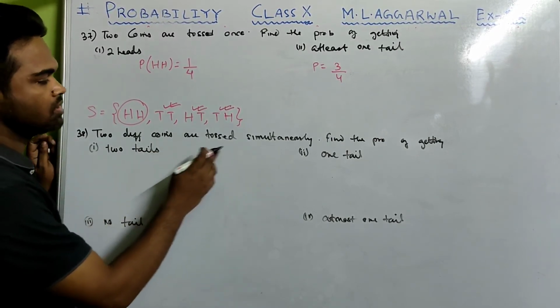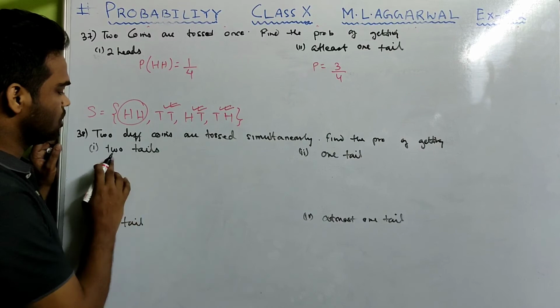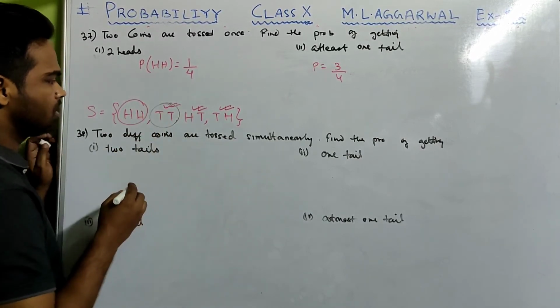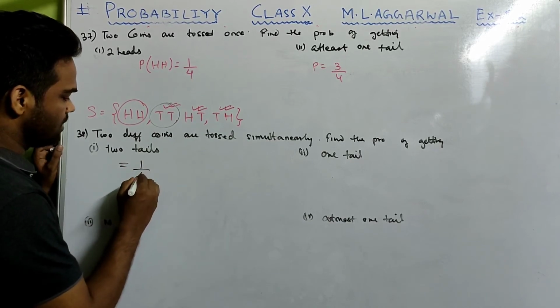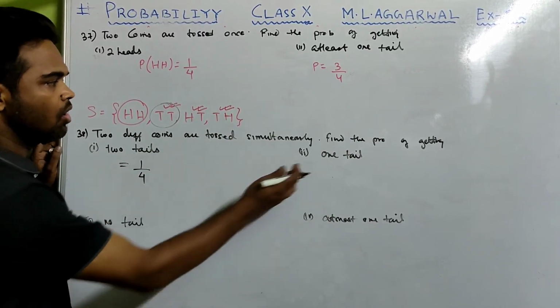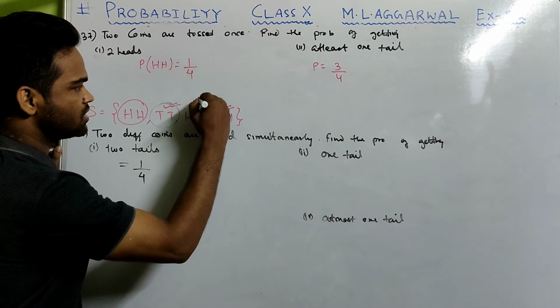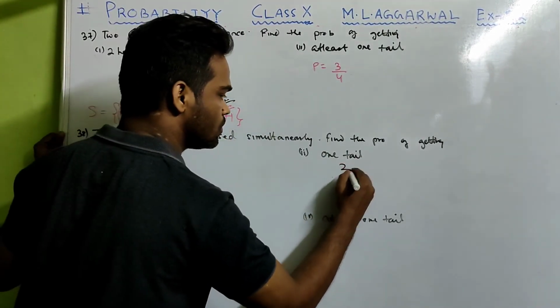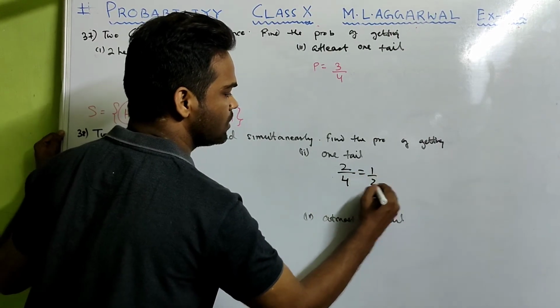Next one, 38. 2 different coins are tossed simultaneously. Find the probability of getting 2 tails. Same case. 2 tails, that is 1 by 4 probability. 1 tail, which means this one and this one, HT and TH, which means 2 out of 4, that is 1 by 2.